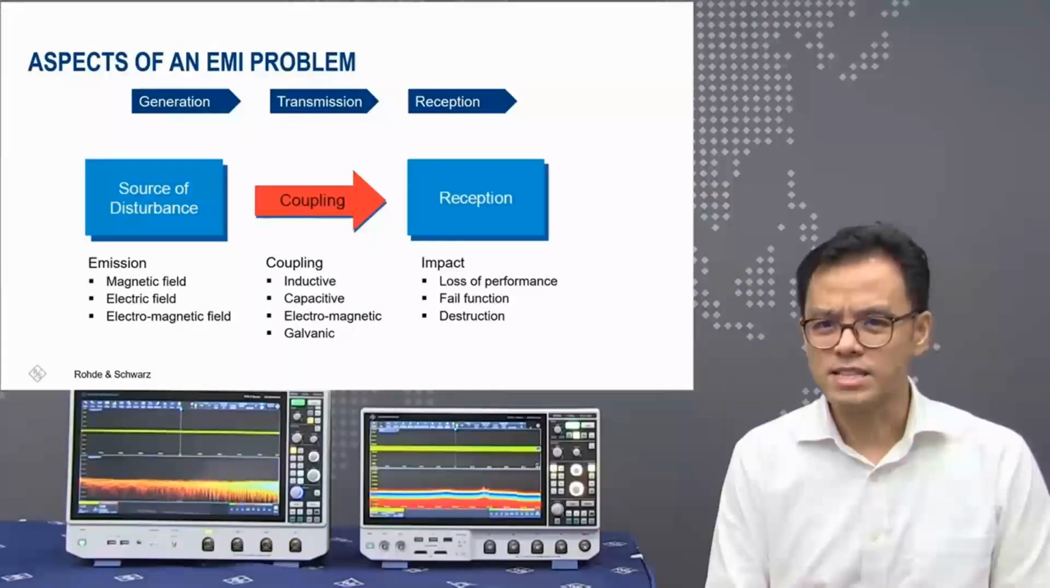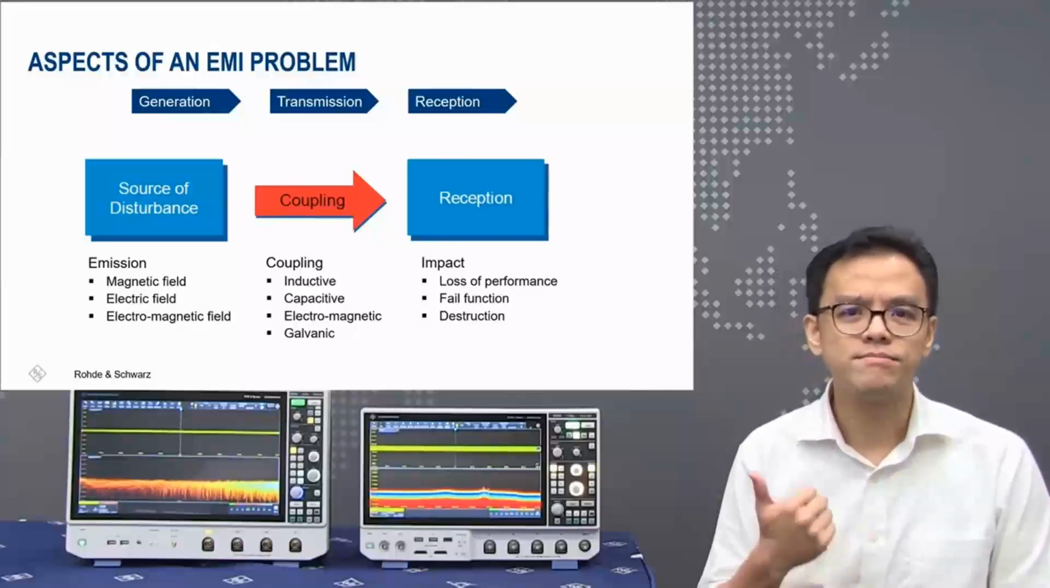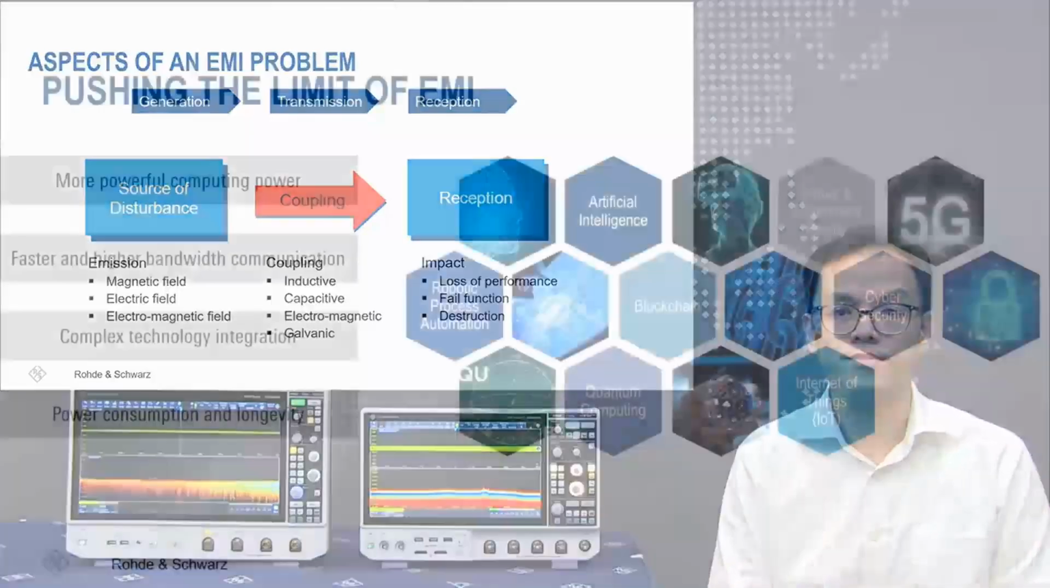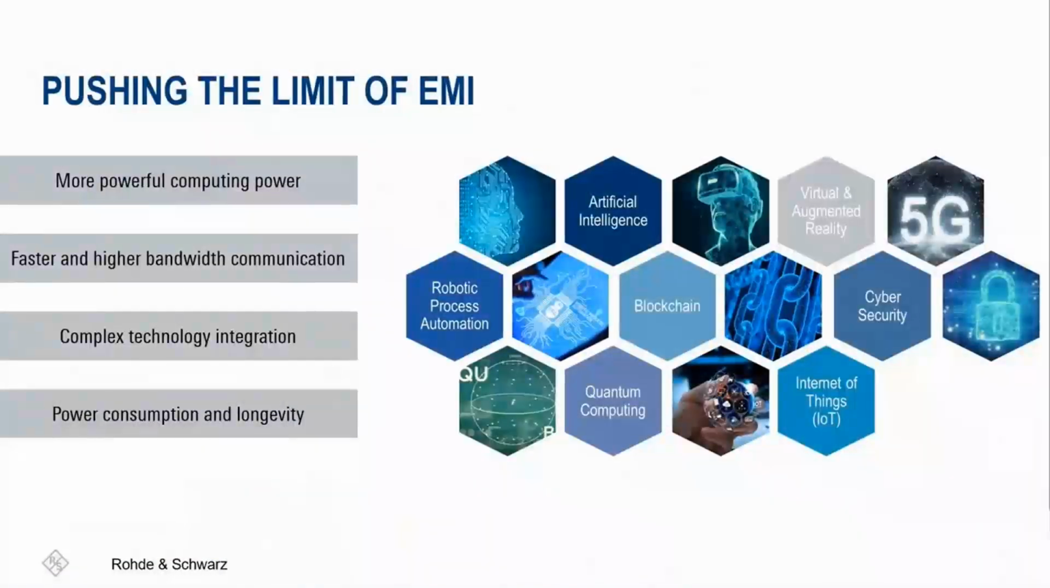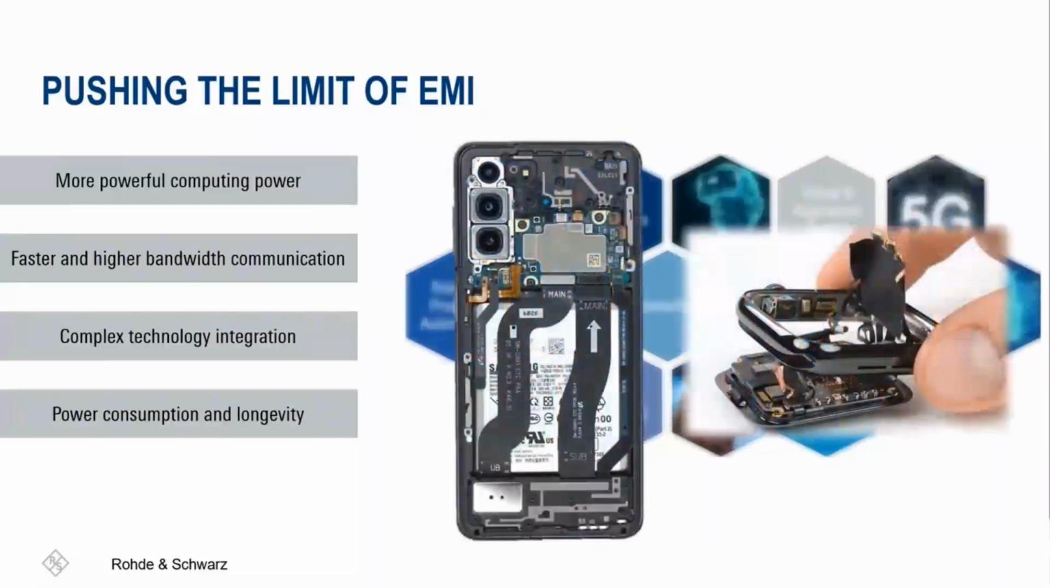Historically, EMI has led to significant issues, including product rejections, reduced yield, and in severe cases, harm and loss of life. Today, as the demand for powerful computing and high bandwidth communication systems grows, circuits and systems are becoming increasingly complex and integrated. This closeness of components increases the risk of interference, pushing the boundaries of electromagnetic interference.